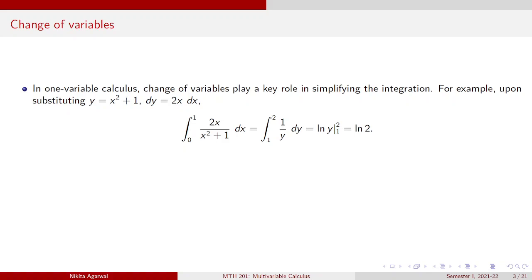For example, if you want to integrate this function 2x by x square plus 1 over the limit 0 to 1 of x, you can't do it directly. So what you do is you make some change of variable. There are several options. One of them is taking y equal to the denominator, which is x square plus 1. Then dy will become 2x dx. And if you substitute this in the integral, this is what you get.